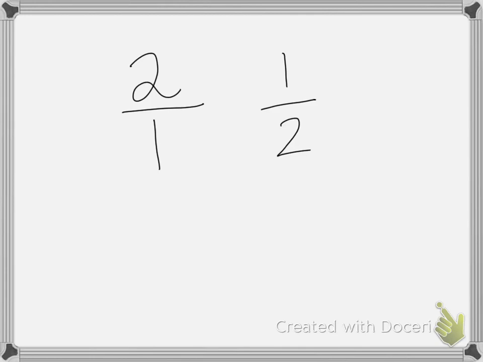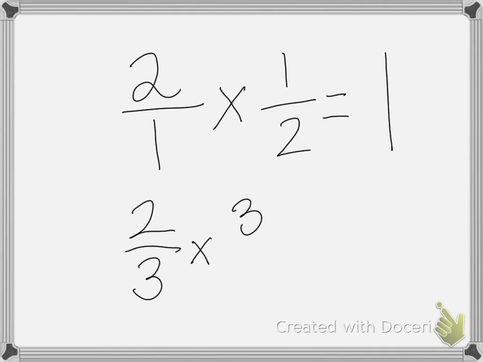Now, if I take a number and its reciprocal and I multiply them together, then the answer is always equal to 1. So if I wanted to do 2/3 times 3/2, so a number times its reciprocal, my answer would be 6 over 6. And we know that any number that's over itself equals 1.